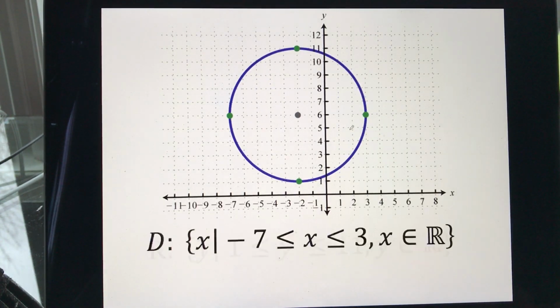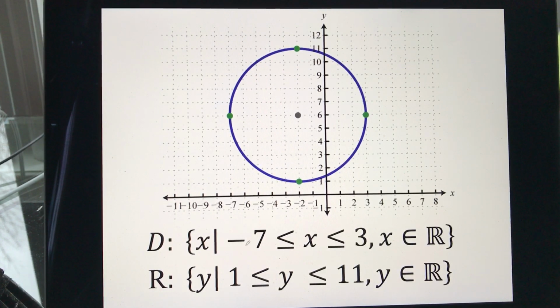The circle has a bit of a restriction. The domain for this circle, it's down here at -7, and it's over here at 3. So this just says the domain set of all x such that x has to be bigger than -7, which is this direction, and x has to be less than 3, which is this direction. So x is anything in here, obviously. The same idea for the range. It looks like 1 is the lowest value and 11 is the highest value. So the range is there to there, like that.